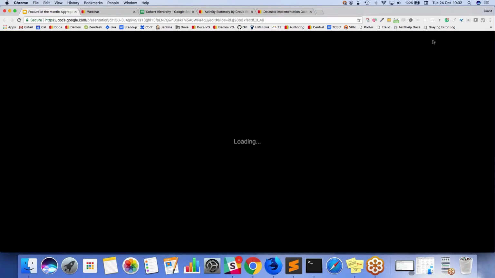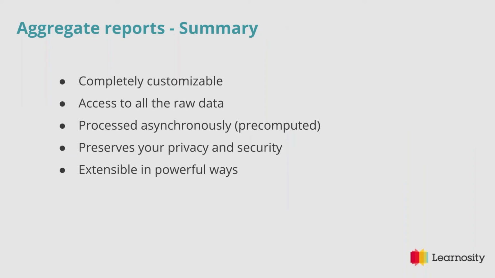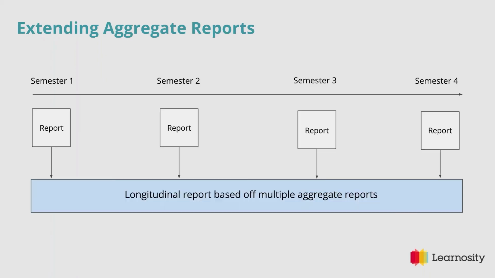We've got a couple more things to go through here just to round up. So to summarize, it's completely customizable, as you've seen. I think the most important thing here is that the cohorts themselves are customizable. We don't get involved in any way there. We leave this wide open, so you tell us what you need. We generate that data for you. We provide all of those, the maximum of 214 different statistical measures. We give you all that back. It's processed asynchronously. It preserves your privacy and security, and it's extensible in powerful ways.